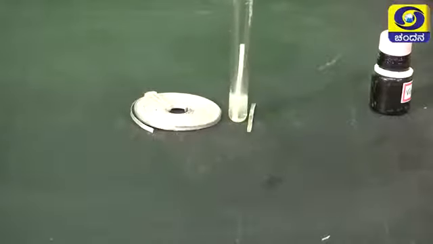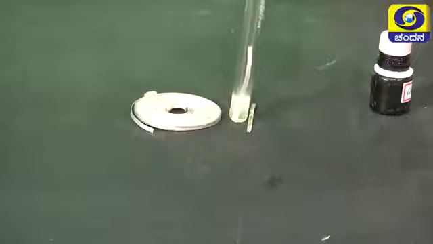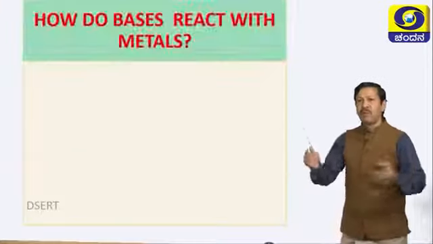You are observing the evolution of gas. When magnesium reacts with acetic acid, it produces magnesium acetate plus hydrogen gas. By this you will understand metals displace hydrogen from dilute acids. Now let us move on to the next slide.